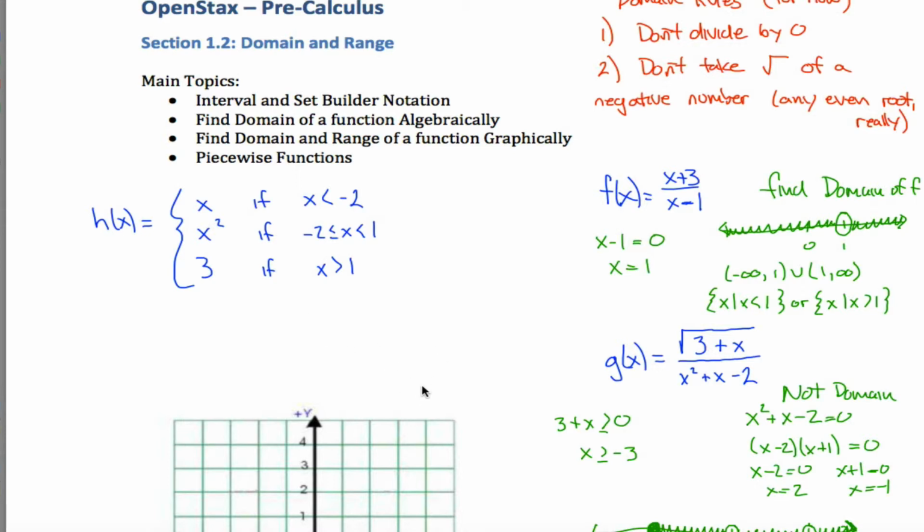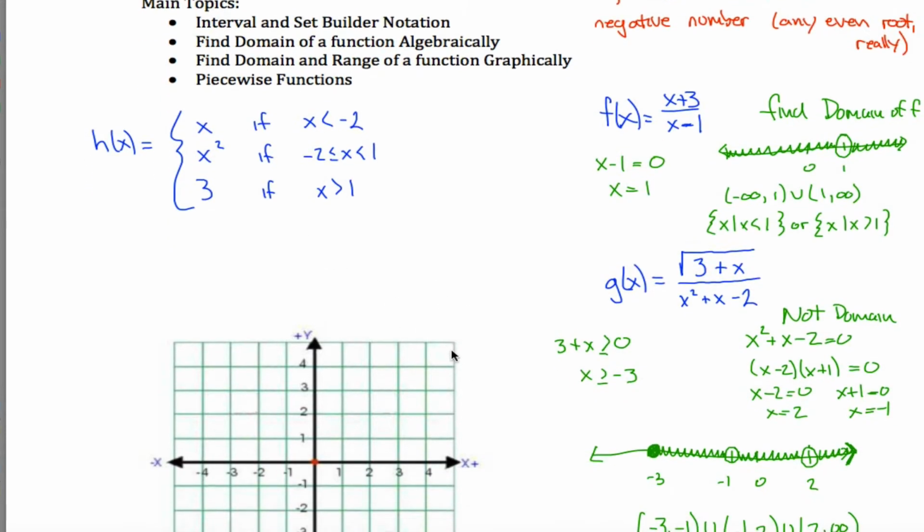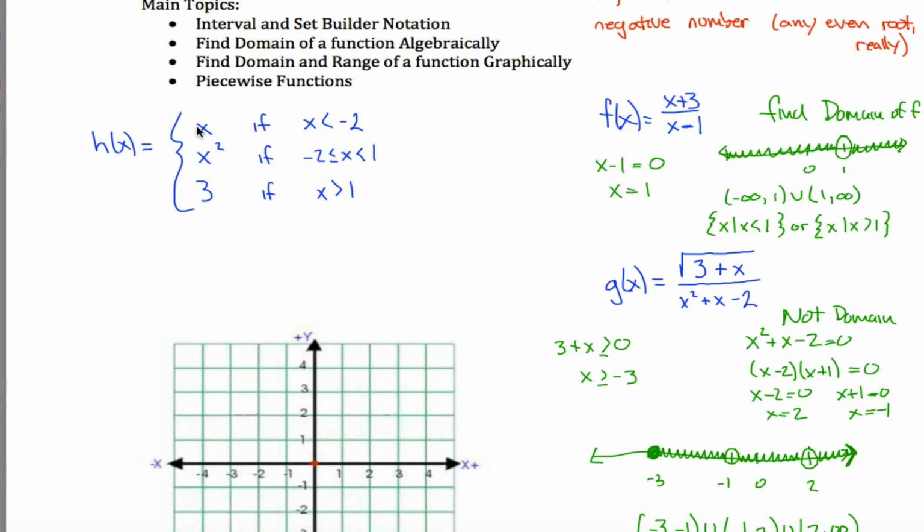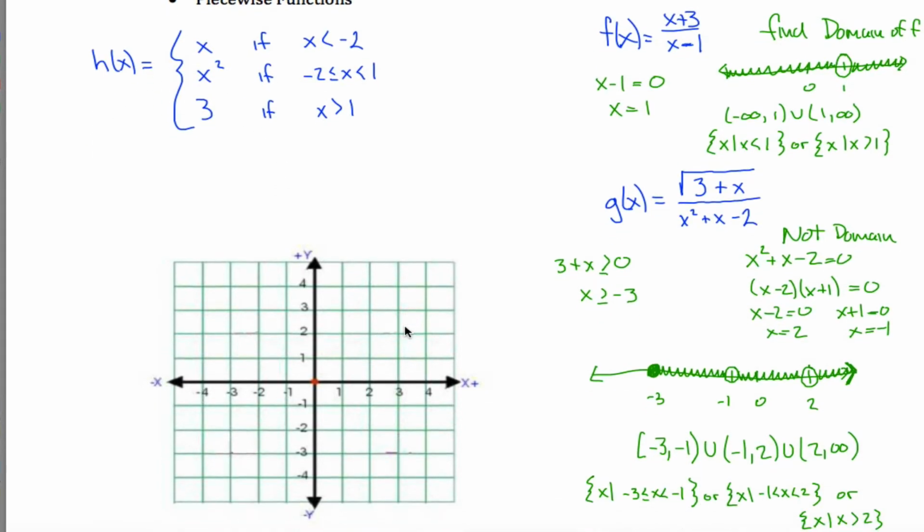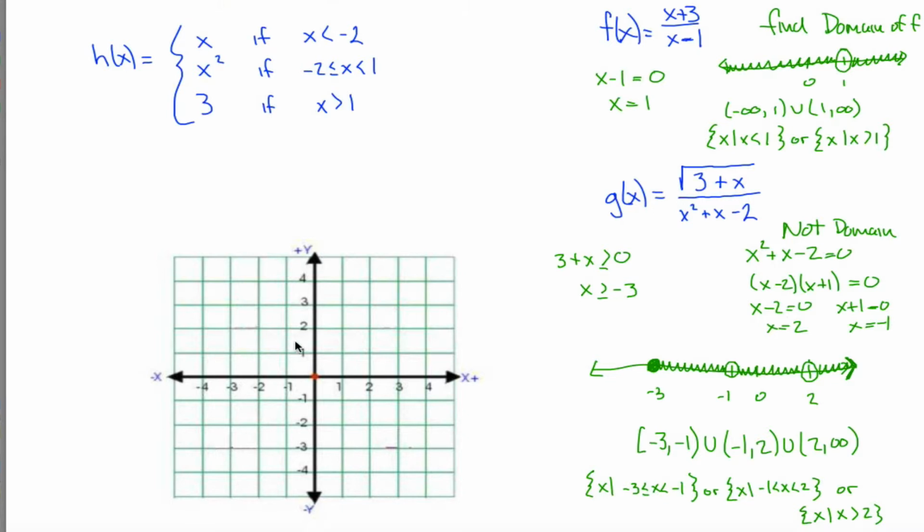Well, if you have those toolkit functions from the previous section memorized, you'd know that a function h of x equals x is just the kind of diagonal line graph. But I don't want to draw the entire diagonal line. I only want to go to an x-coordinate of negative 2 and below. So I'm going to say it looks something like this. Hard to draw on a computer. It's supposed to be a straight diagonal line. Note the open circle because I do not want to use this rule when x is equal to negative 2. I'd want to use this next rule.